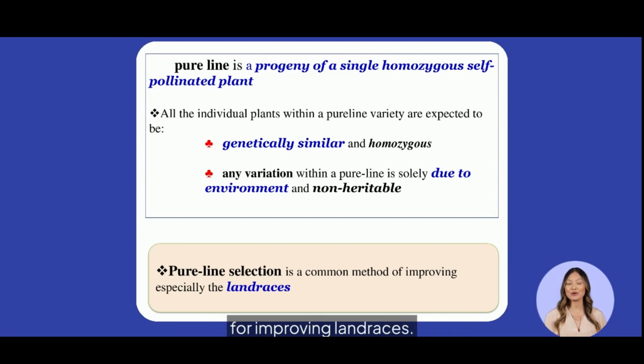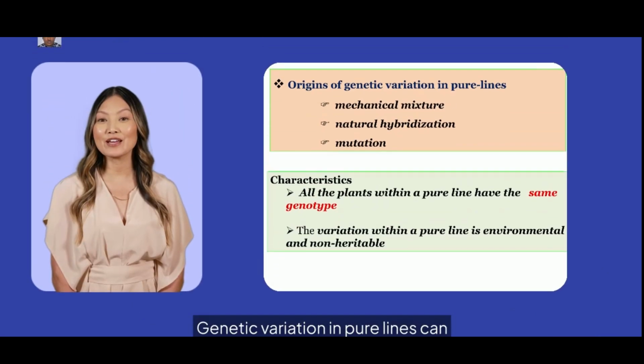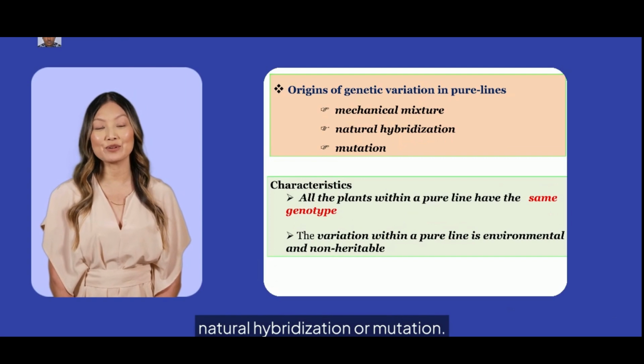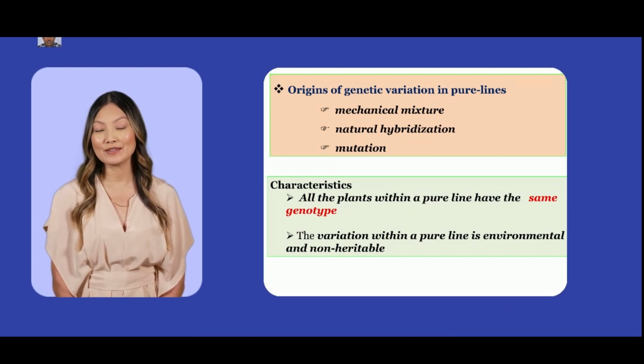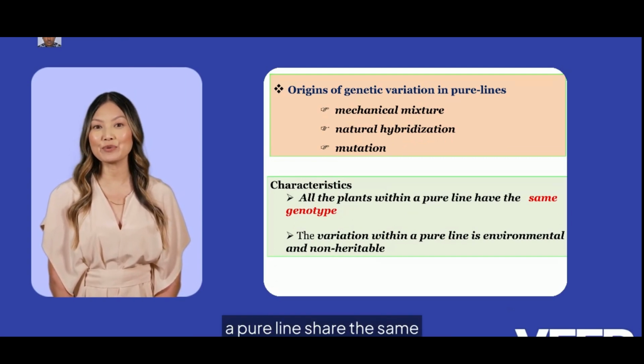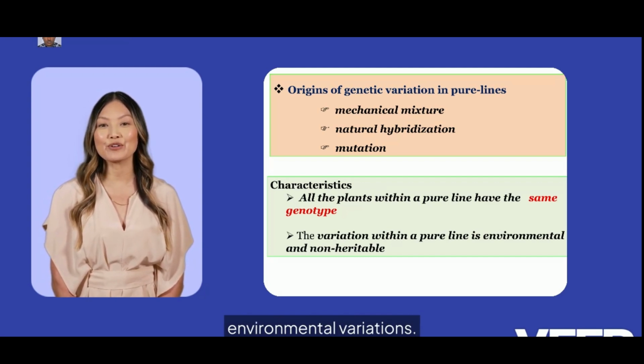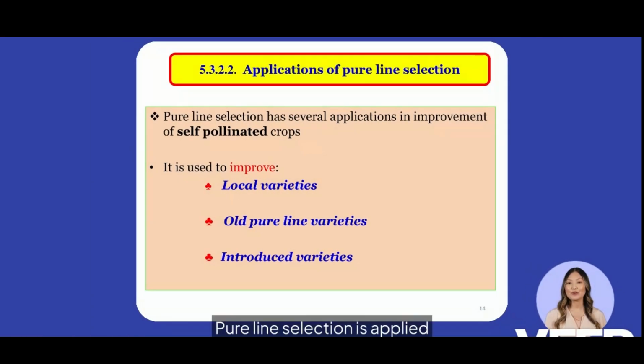ideal for improving landraces. Genetic variation in pure lines can arise from mechanical mixtures, natural hybridization, or mutation. However, all plants within a pure line share the same genotype, with non-heritable environmental variations. Pure line selection is applied to improve self-pollinated crops, enhancing local varieties, old pure lines, and introduced varieties. This method is crucial for maintaining genetic consistency in crop improvement.